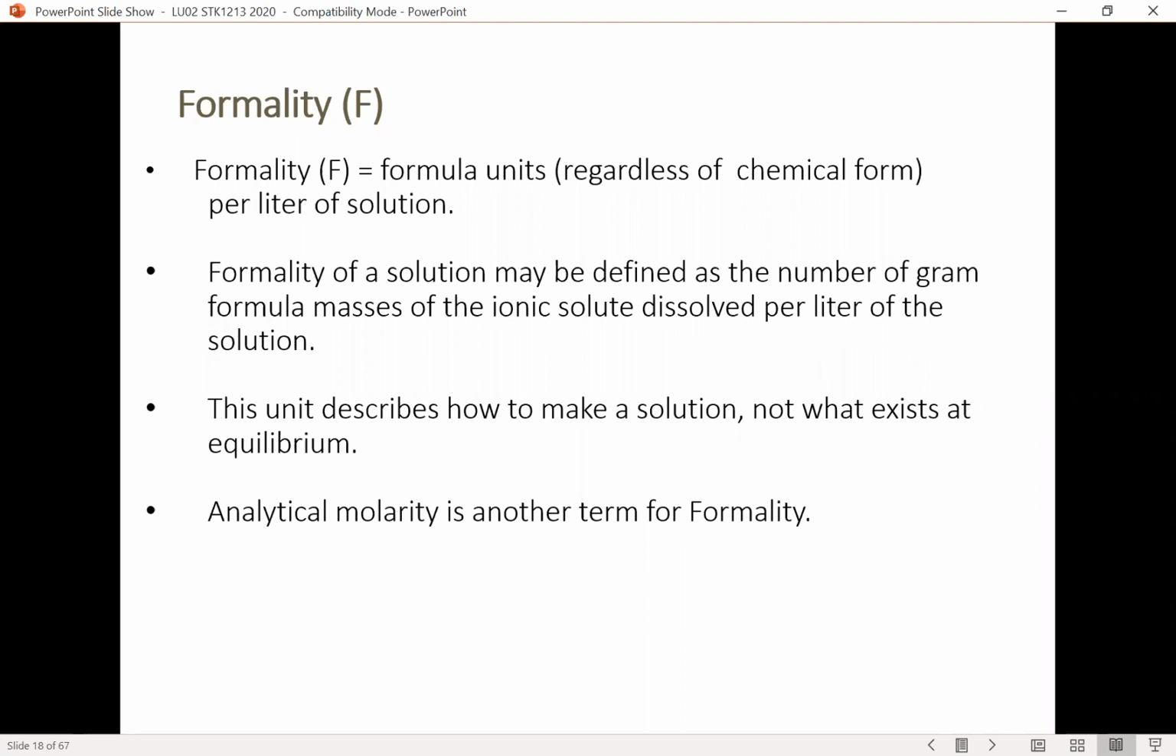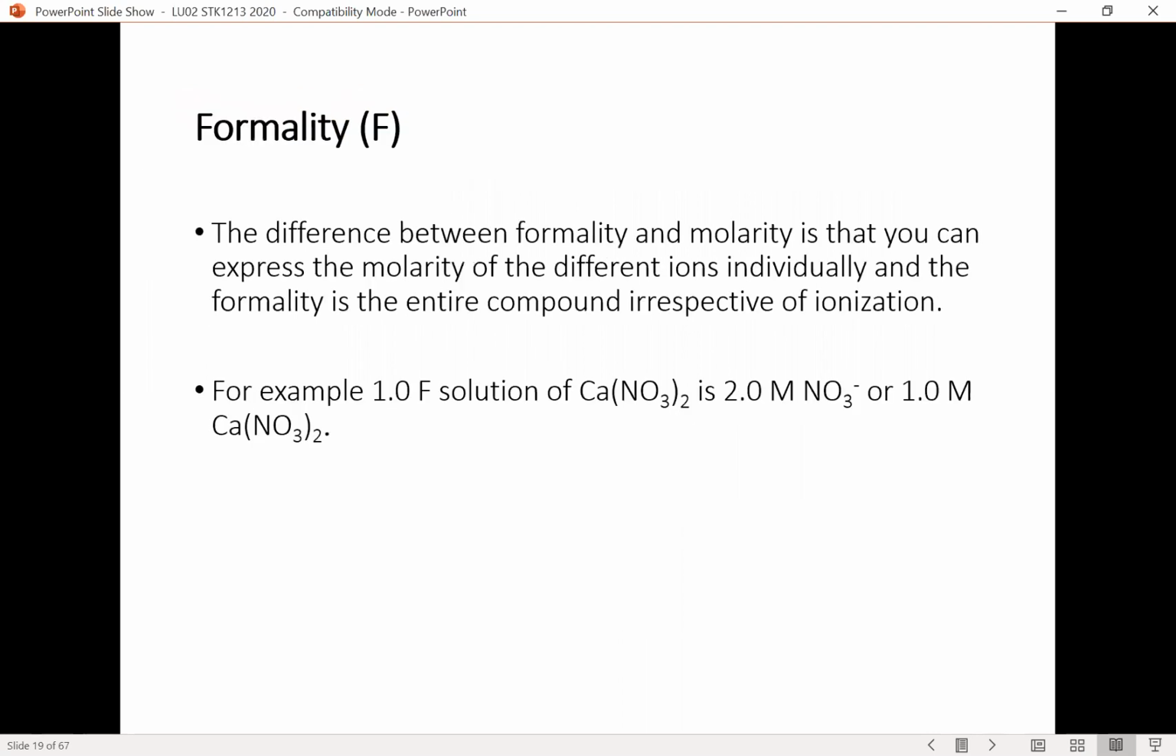the sodium hydroxide pellets to make the solution. It's the gram of the sodium hydroxide per liter of the sodium hydroxide solution. Okay. This unit describes how to make a solution, not what exists at equilibrium. And formality is also called analytical molarity. The difference between formality and molarity is that you can express the molarity of the different ions individually. Okay, and the formality is the entire compound irrespective of ionization.